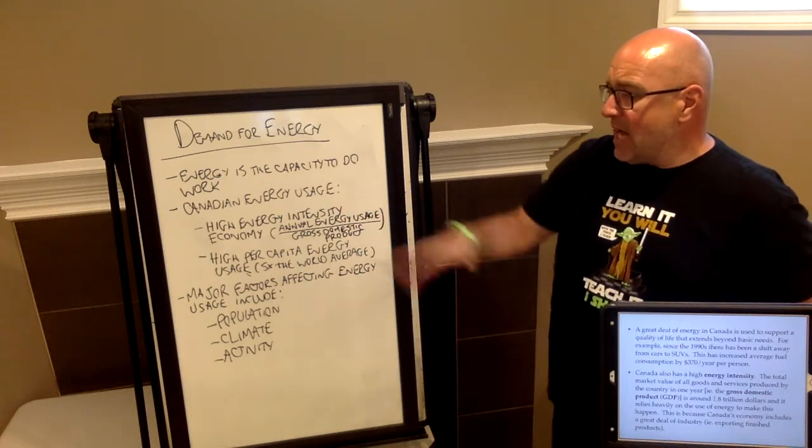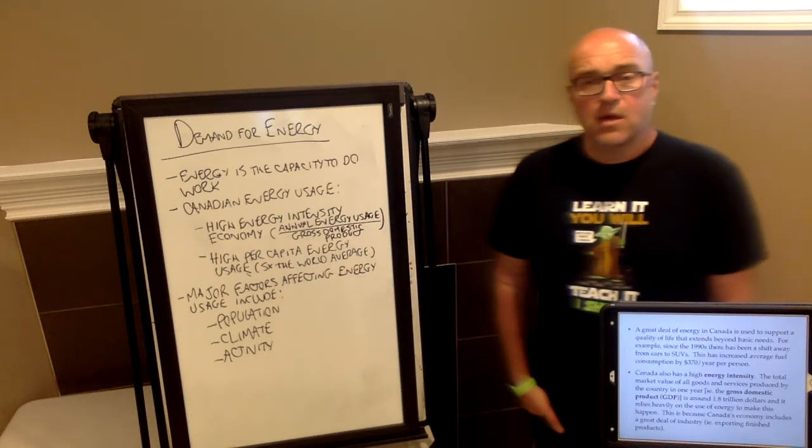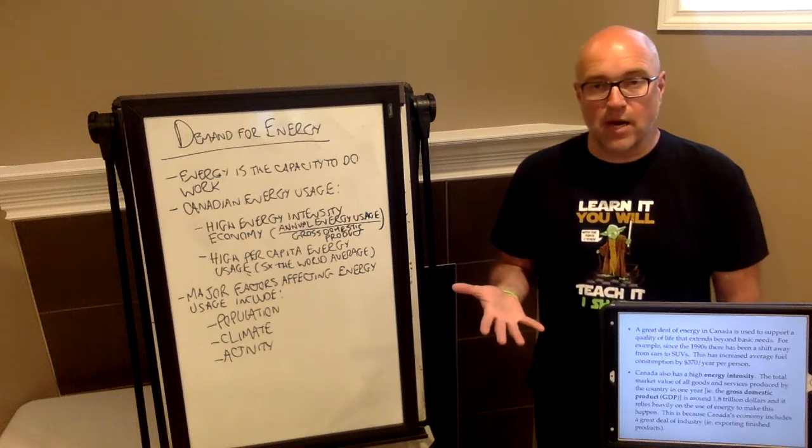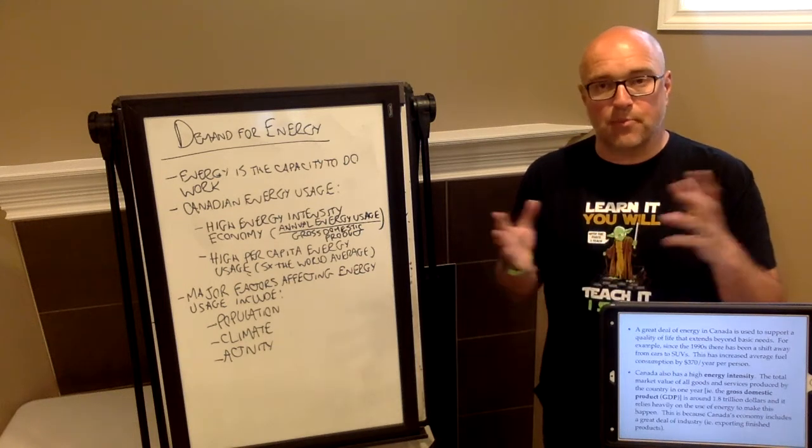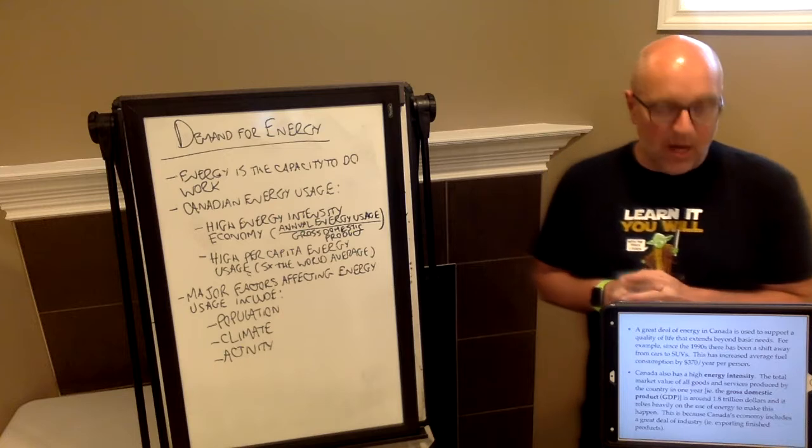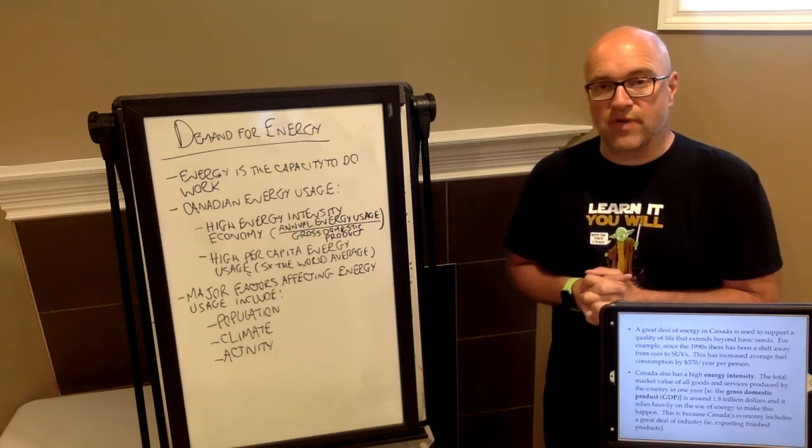Canada has what we call a high energy intensity economy. Our gross domestic product, which is the amount of goods that we produce in a year, is roughly $1.8 trillion. That's what we produce annually in the country.